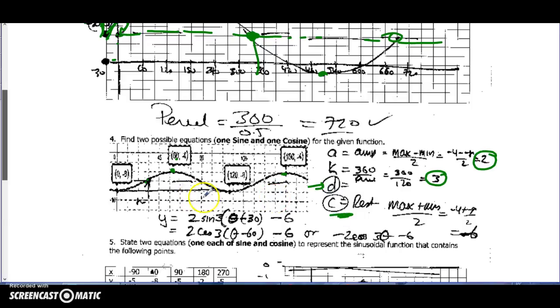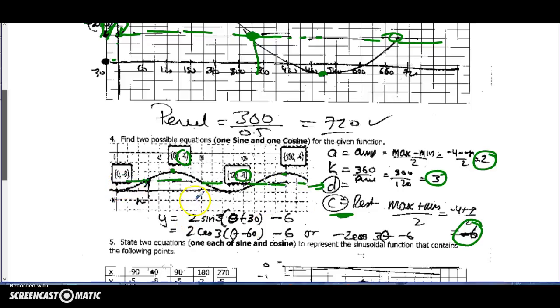My rest position is my C, or my axis of my curve. That's max plus min divided by 2. So I'm somewhere between -4 and -8, and that should be -6. Let's see if that's right. -4 plus -8, that's -4 minus 8. That's -12 divided by 2 is -6. So there I go, -6 down the middle.